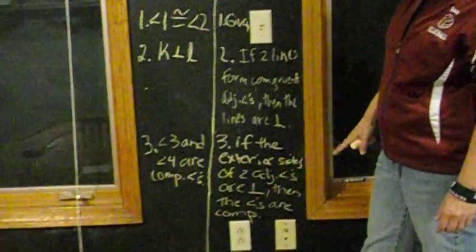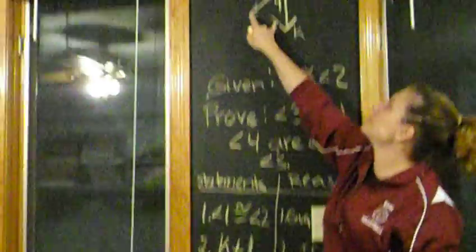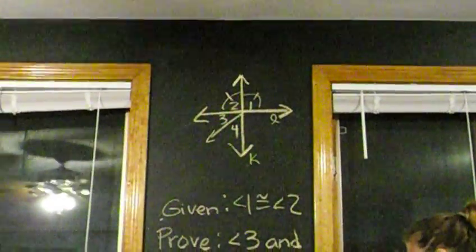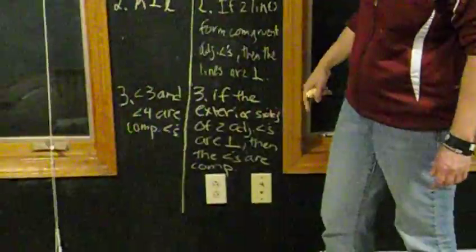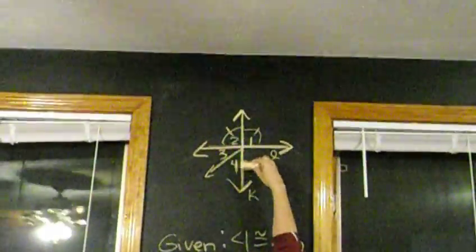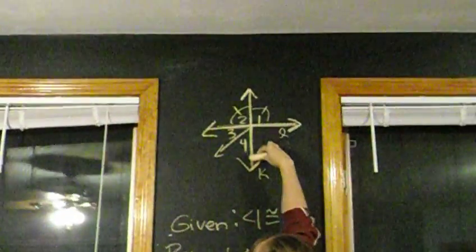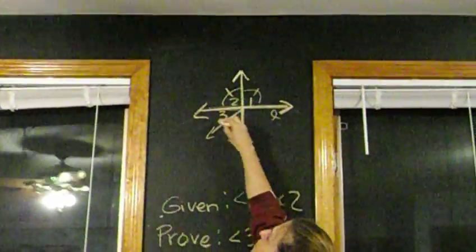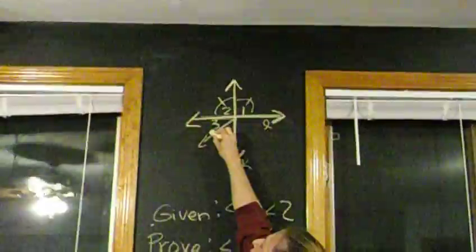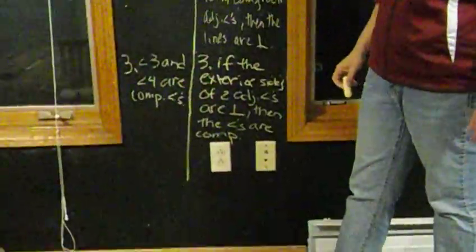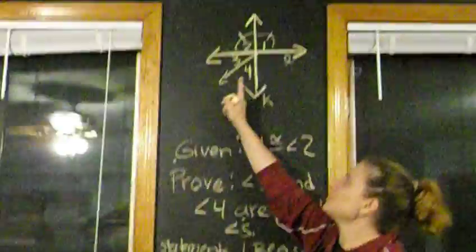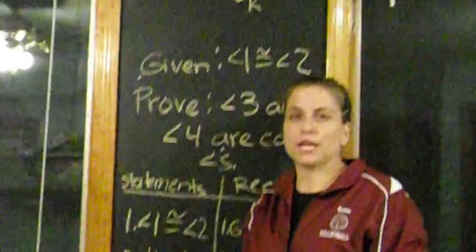Angle 3 and angle 4 are complementary angles, so these add up to 90 degrees. How do I know that? Because if the exterior sides of two adjacent angles are perpendicular, this side and this side being the exterior sides of these two adjacent angles, then the angles are complementary. And we know that these two angles are going to add up to 90 degrees.